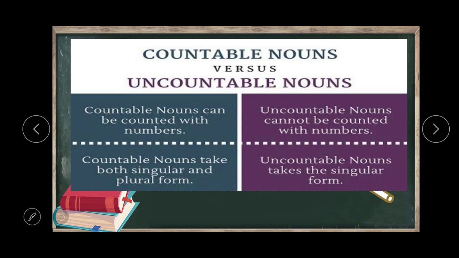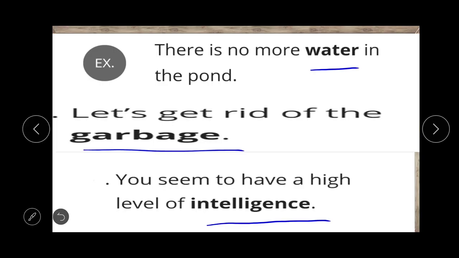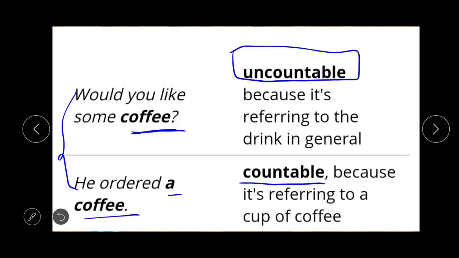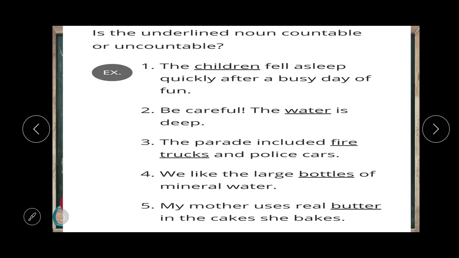Earlier, in countable nouns, the example given was a book. You can say that there are some books on the table. So books, you can also count it. That's why a countable noun can take both the singular form as well as the plural form. But uncountable nouns take only the singular form. You can't say waters, coffees like this. They will take only coffee or water, intelligence, garbage. You can't say garbages, as you can't make it plural. Always the singular form will be used for uncountable nouns. So this is the main difference between the two.